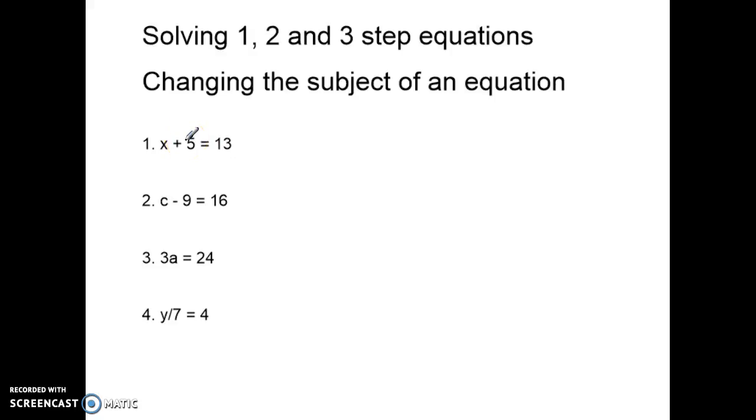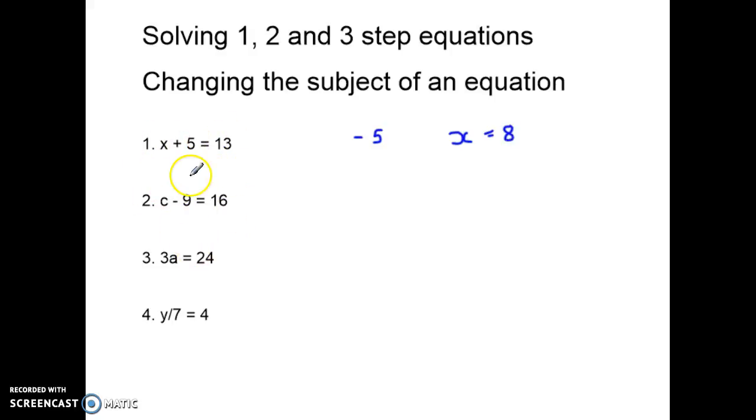So what we need to do throughout all of these is use inverse operations. Inverse meaning opposite. So if something plus 5 is 13, to get back to what that something must have been, I'm going to need to subtract 5. And if I do subtract 5, that's going to leave me with x equal to 8. So let me just write that in there. X equals 8. Check your answer. 8 plus 5 is 13.